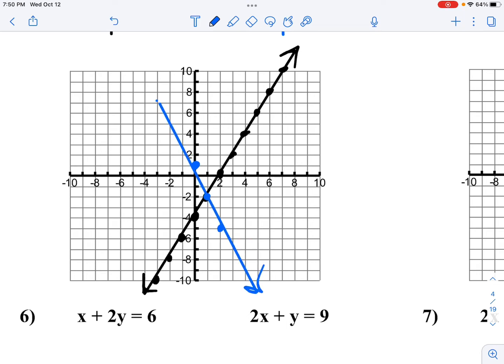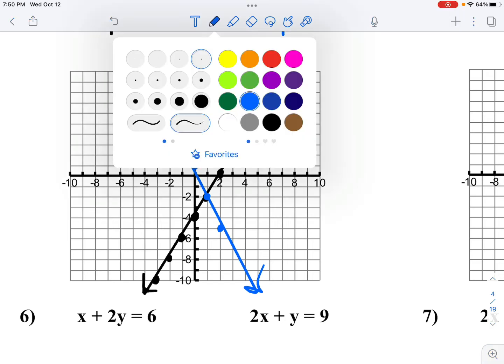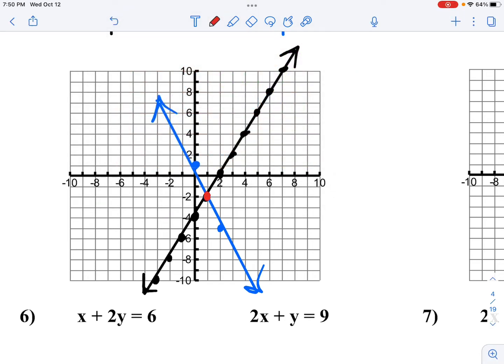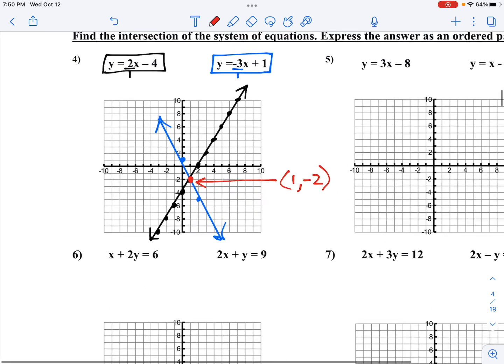Looks like that. And so remember how to write your answer: this point right here is the intersection. That's where the 2 lines meet. And the answer is, what is that? 1 comma negative 2. That's the answer.